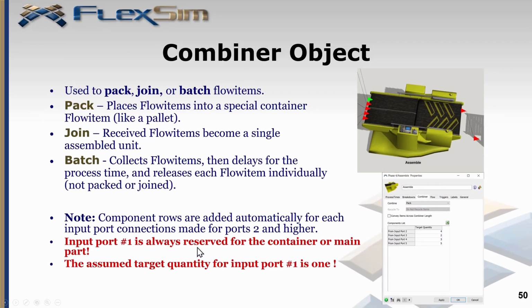Input port number 1 is always reserved for the container or main part. The assumed target quantity for input port 1 is 1. You just receive one container in, like a pallet, and then it waits for the other components to come in through the other input ports, and after all have been collected, the process time starts, finishes, and the pallet or whatever flow item came in through port 1 will have the other flow items contained inside of it. They're not destroyed, they're put inside of it, packed inside.